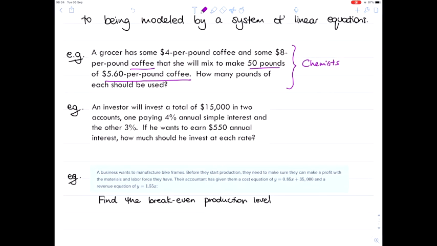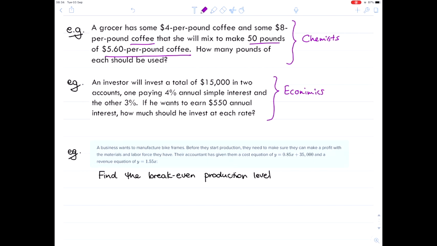Another example would be this one. Someone wanting to invest a certain amount in two different interest-bearing accounts and figuring out what would be optimal for them. So this comes up quite a lot in economics. And then another economics example is finding the break-even production level when you have a cost and a revenue equation.